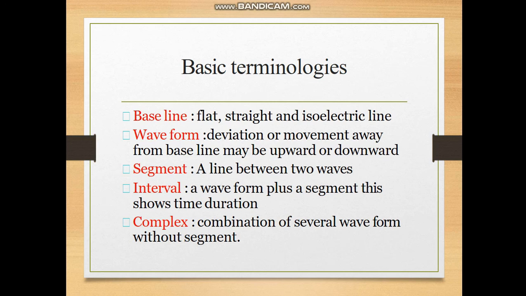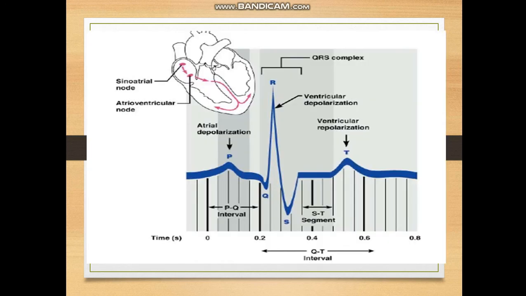Again, baseline, flat, straight and isoelectric line. Waveform, deviation or movement away from baseline, may be upward or downward. Segment, a line between two waves. Interval, a waveform plus a segment. This shows time duration. Complex, combination of several waveforms without segment.